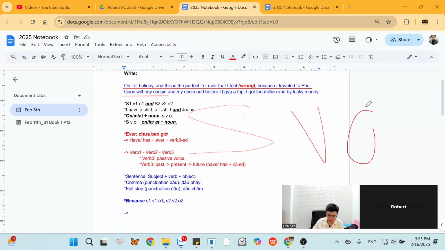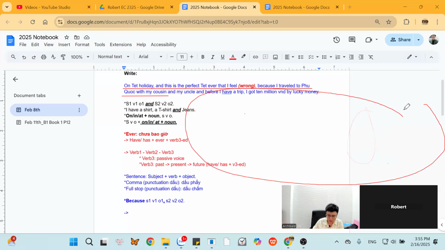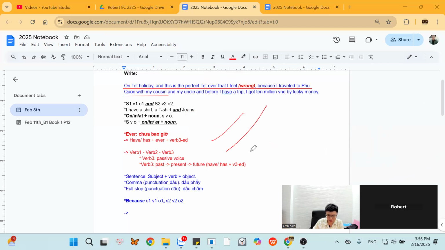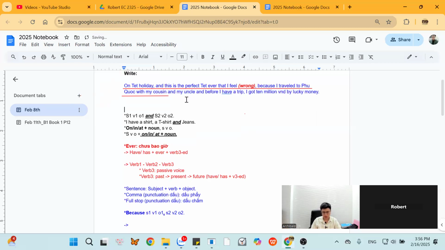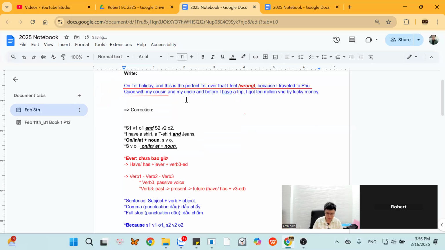After you finish a sentence, you need to have a full stop, or you have to have and, but, because, so, to connect two sentences together. This is a way for you to write. So here, Robert, can you type your sentence? Please, okay, type your sentence. Your correction. Type your sentence here. Let's go, Robert.